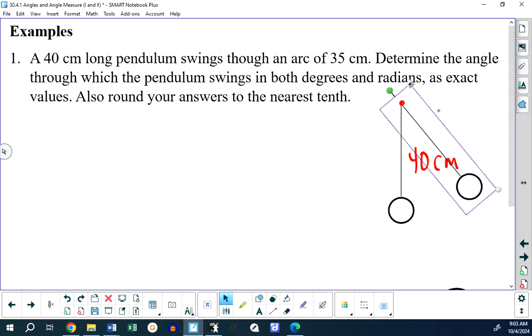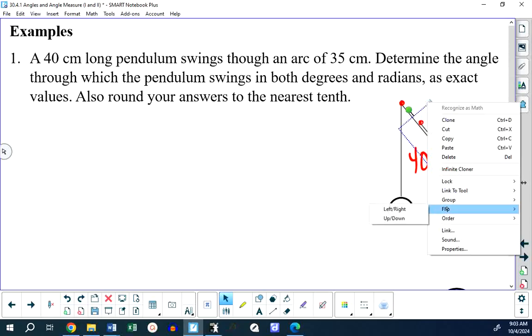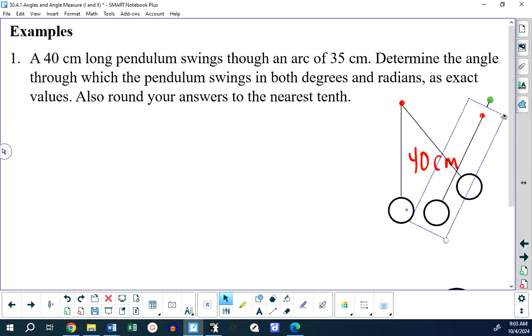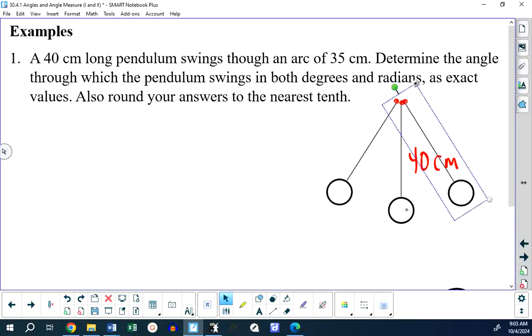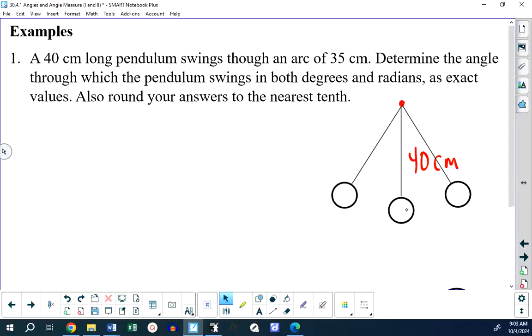I might say that from there, probably not, probably more like this. I mean, it doesn't have to be perfect. You need to understand the math. That this arc here is 35 centimeters. Right? Now, I actually, in retrospect, looking at it, I might have drawn one that's longer than 40. But you get my drift here?